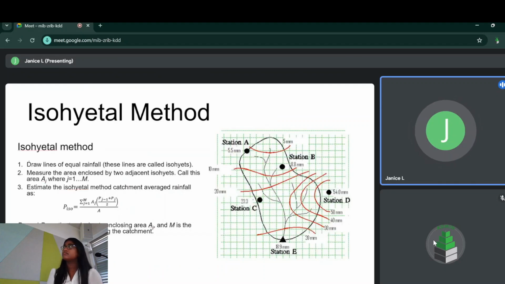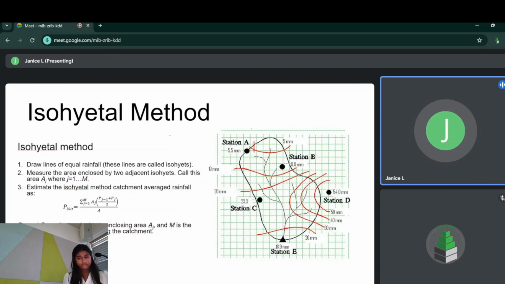Isohyetal method: what you do is you draw lines of equal rainfall. These lines are called isohyets, and they're very similar to a contour map. You know how with contours, you're connecting the dots between each point that has the same elevation. You're doing the same, but you're drawing lines of equal rainfall.